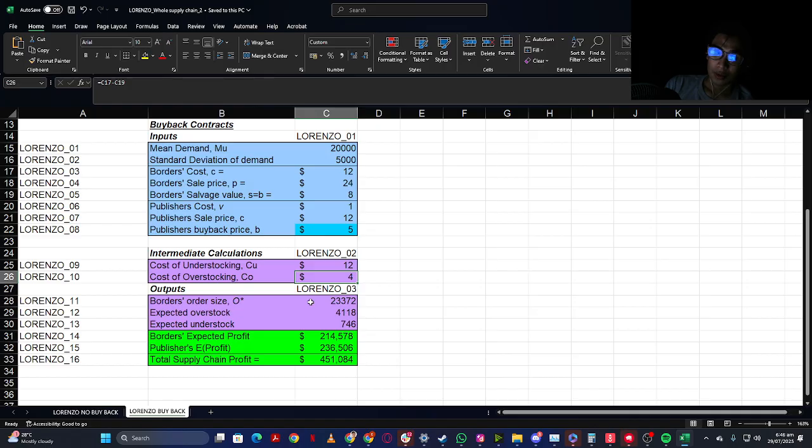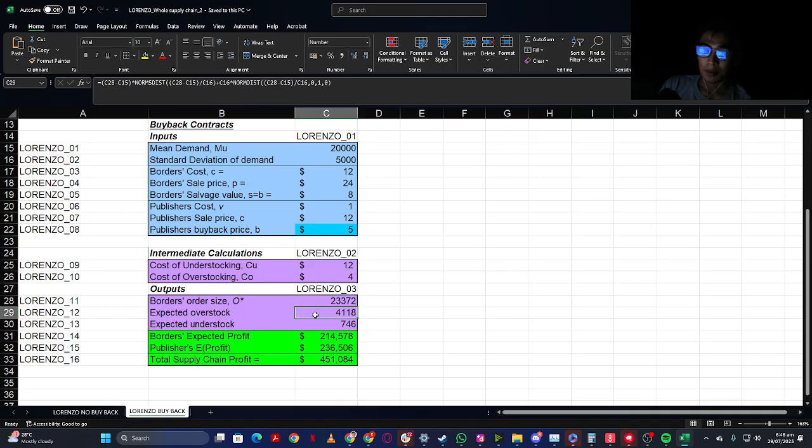So that's that. Step 1, again, we have to find the new critical ratio. How do we do that? The cost of understocking divided by the sum of the cost of understocking and the cost of overstocking. So that's 12 divided by the sum of 12 plus 4, which is 0.75. We input this into the inverse normal function. With the mean of 20,000 and the standard deviation of 5,000, the new optimal order quantity is 23,372 for the bookstore's order size.